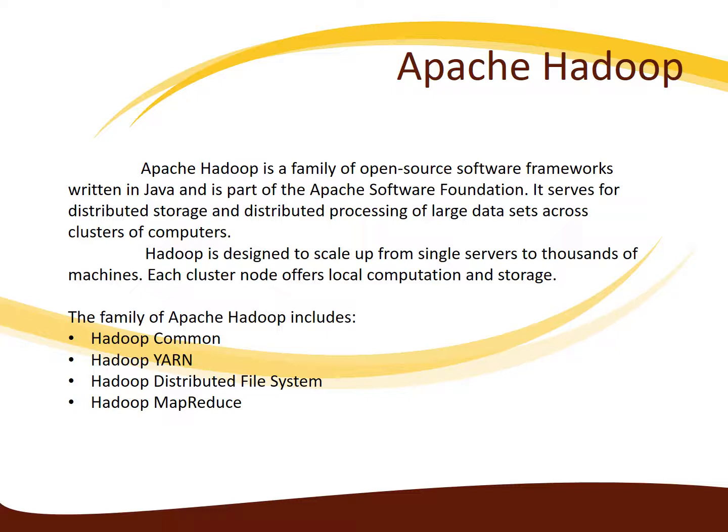It is designed for scaling from single servers to thousands of machines, and each cluster offers local computation and storage. Apache Hadoop includes Hadoop Common, Hadoop YARN, Hadoop Distributed File System, and Hadoop MapReduce.